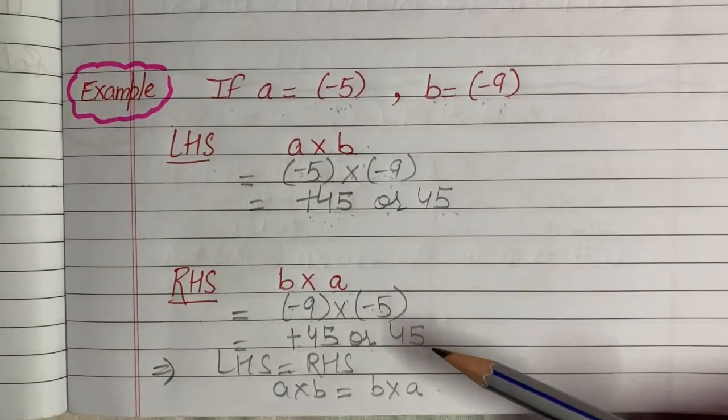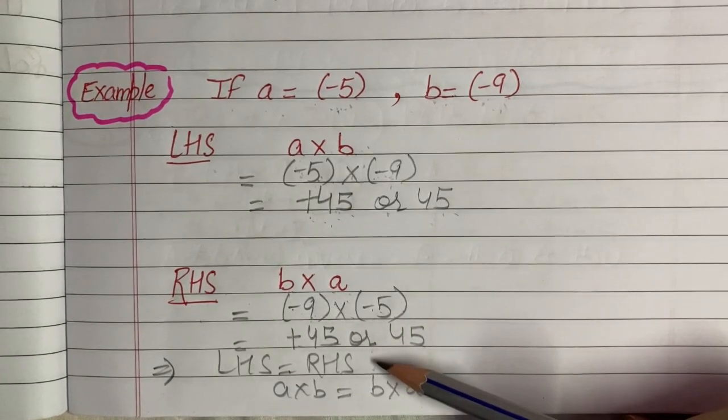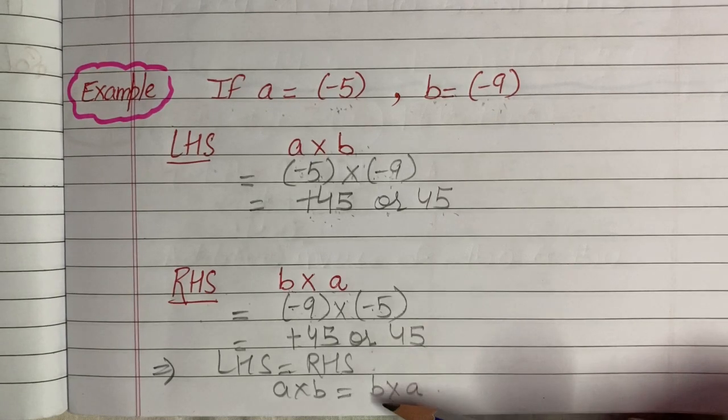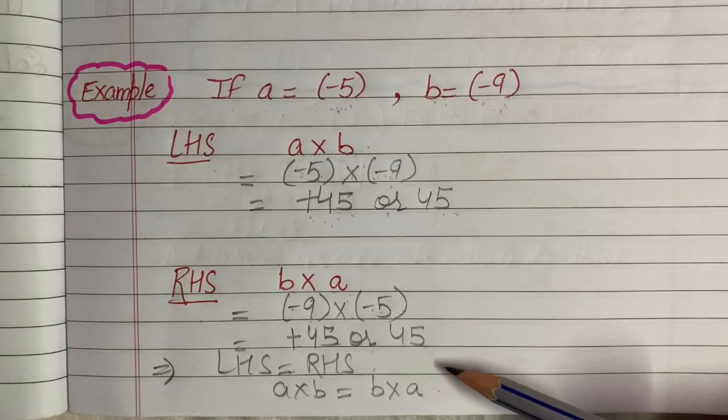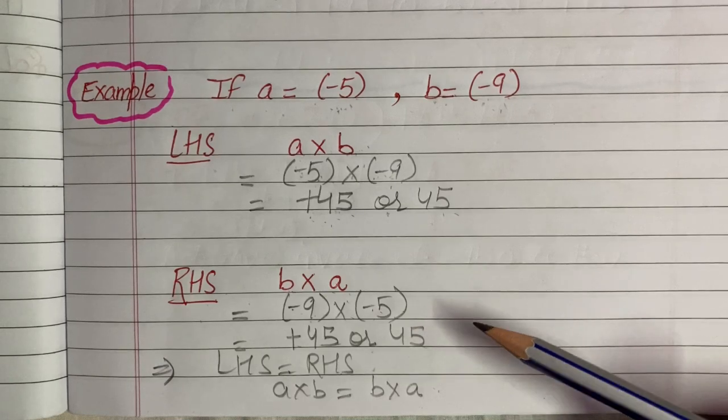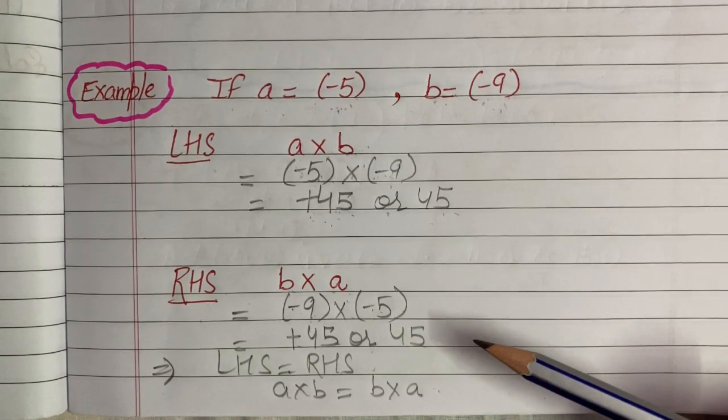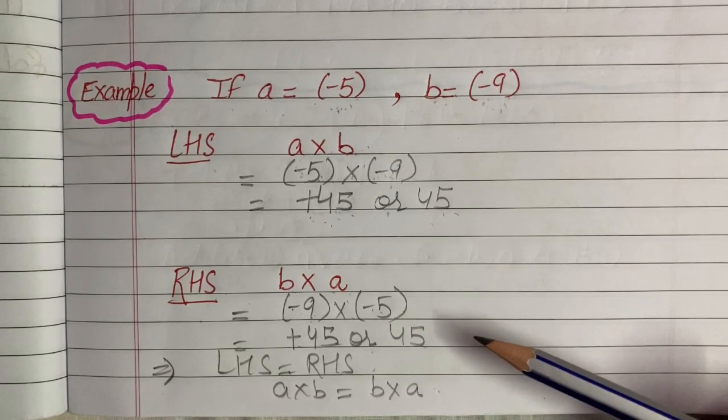So that means LHS is equal to RHS, that is a multiplied by b is equal to b multiplied by a. So from here, what we have learned? We have learned that change of order does not change the product of integers. Hopefully this is also clear to you.